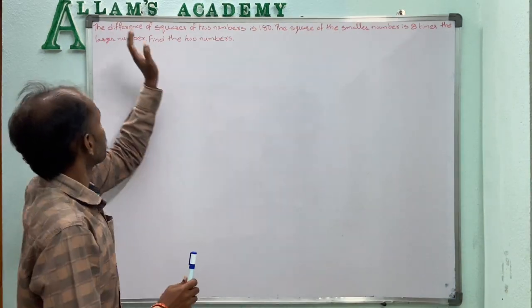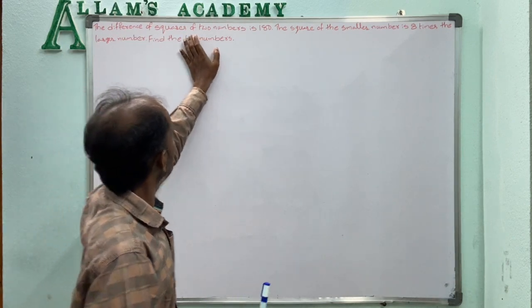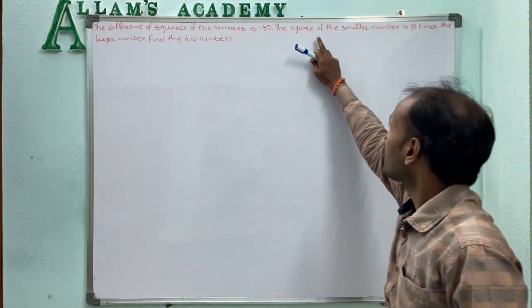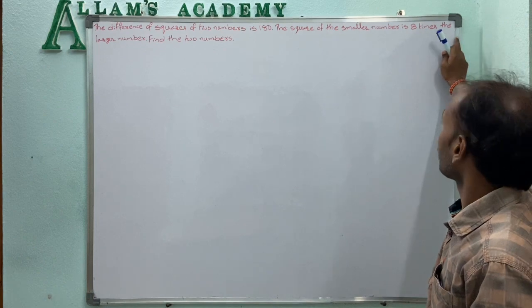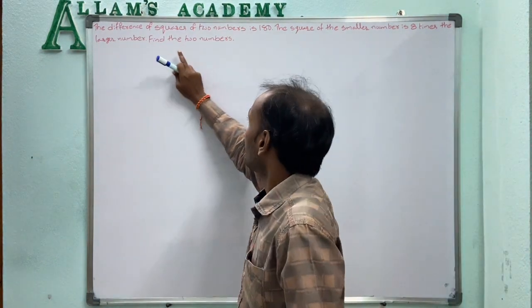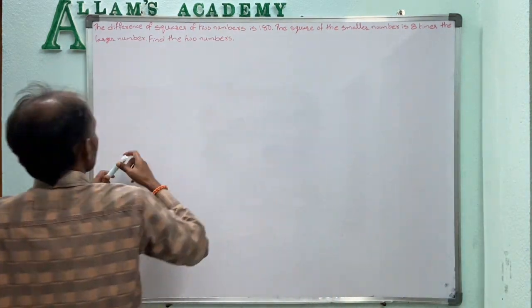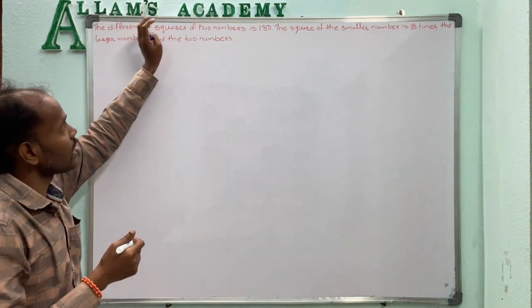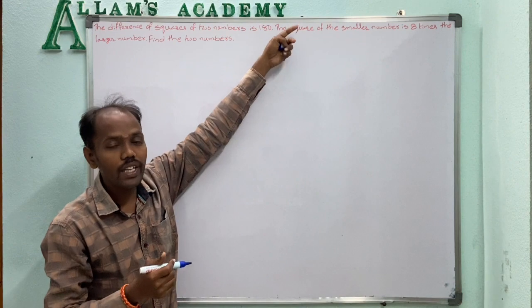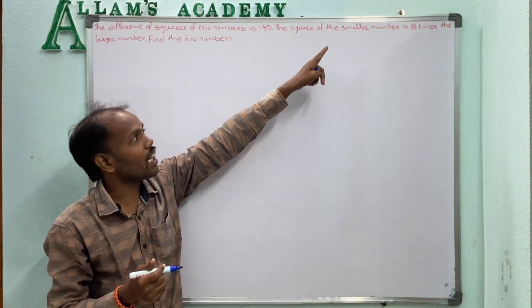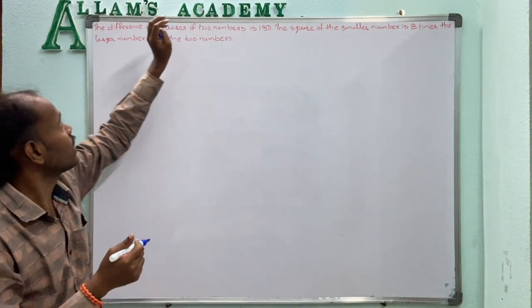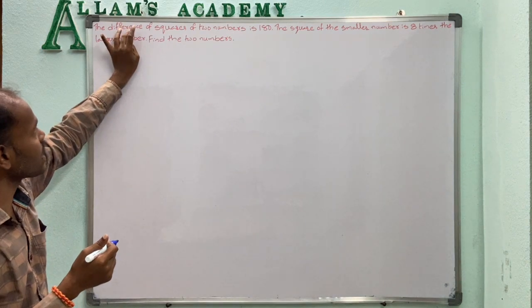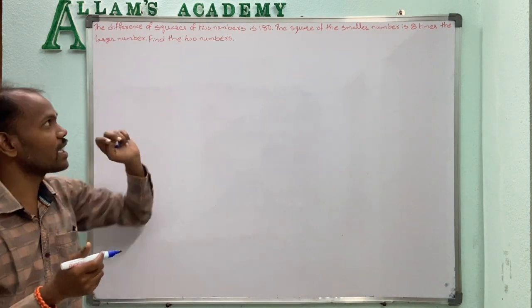Given another problem: the difference of squares of two numbers is 180. The square of the smaller number is 8 times the larger number. Find the two numbers. So here, for the two numbers, one number is squared, the other is taken 8 times, and their difference is 180, as given.